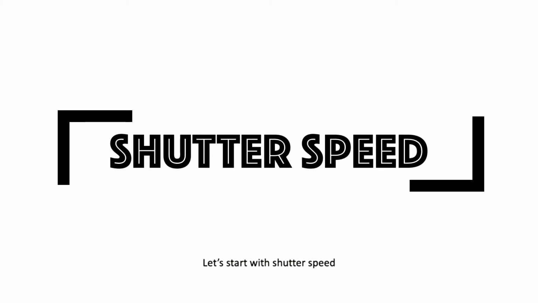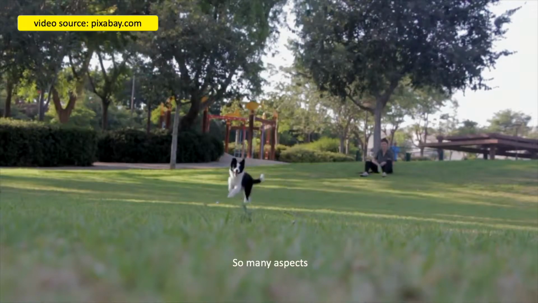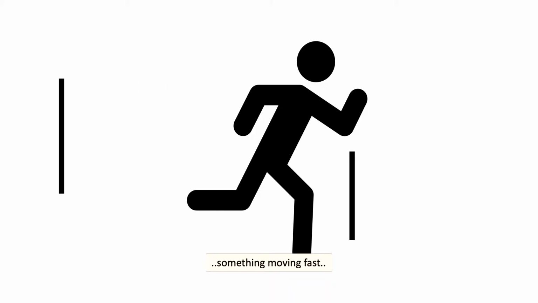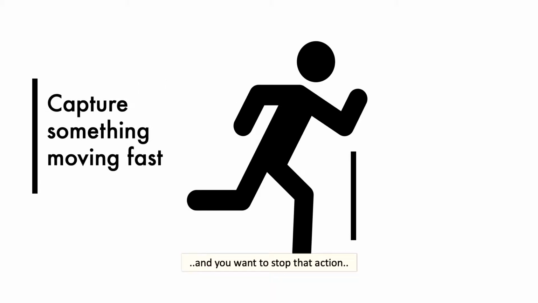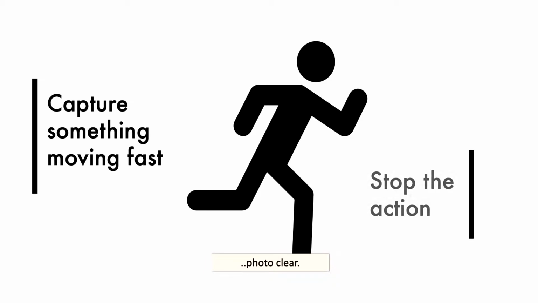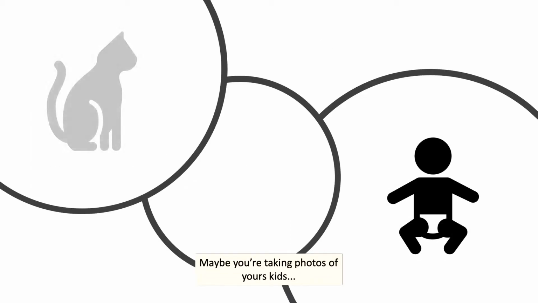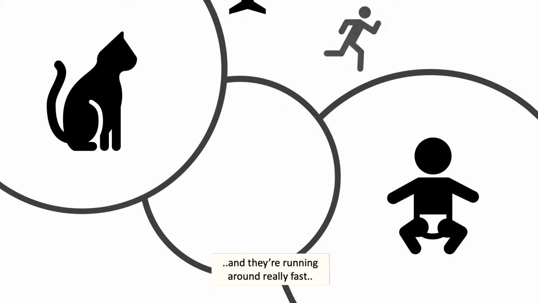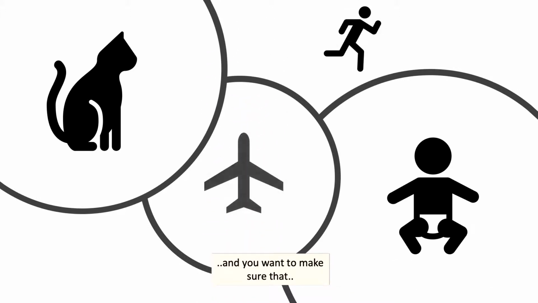Let's start with the shutter speed. Shutter speed controls so many aspects of photography. If you want to get something moving fast and you want to stop the action and make sure that photo is clear. Maybe you are taking photo of your kids or your pets and they are running around really fast and you want to make sure that they are not blurry.